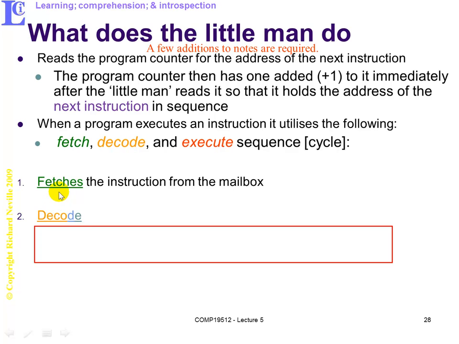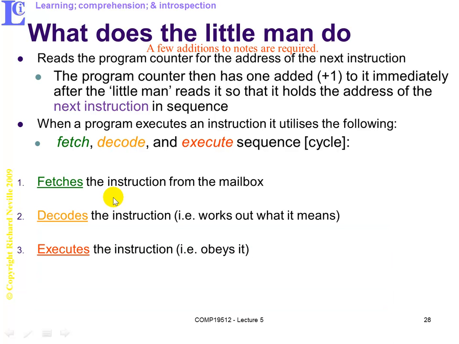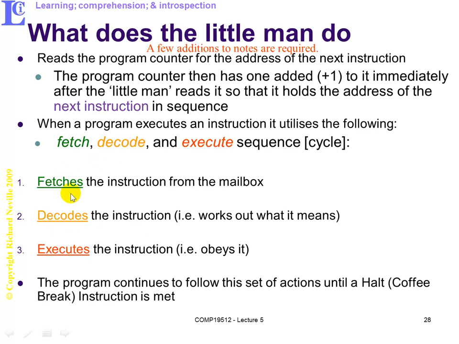So then he decodes it. He has to work out which of the 3 digits to decode to work out what operation. And as you remember, it's the first digit, the most significant. And then he executes and obeys that instruction. What he actually does is move the sheet of paper from and to a location, which he's told to do. Okay, so those are the basic 3 steps he follows underneath those 6 steps we've seen earlier: fetch, decode, execute. And then he hits a halt or a coffee break and he stops.